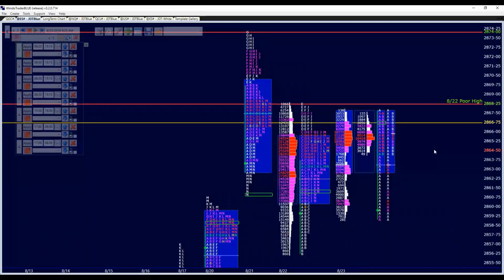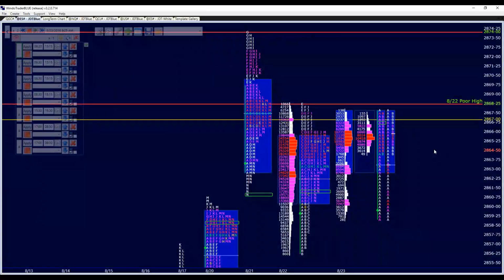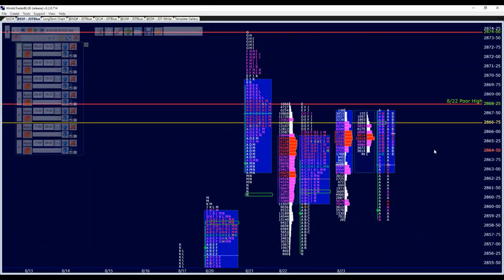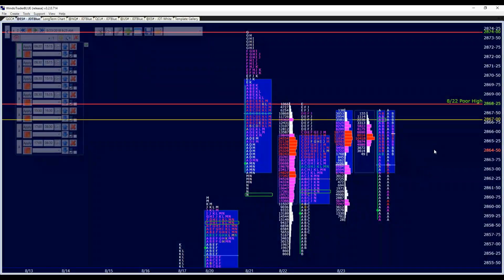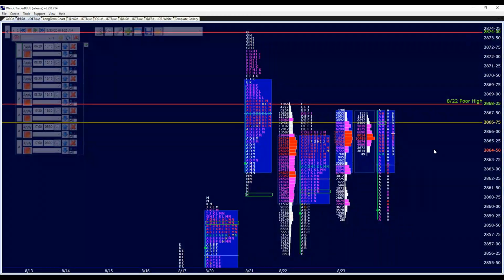Okay, how much time left in B period? Less than 5 minutes. Okay, so you can see we're getting near the end of the second period, or near the end of an hour of the trade. And we're right back up at the high. So we had the inside bar.